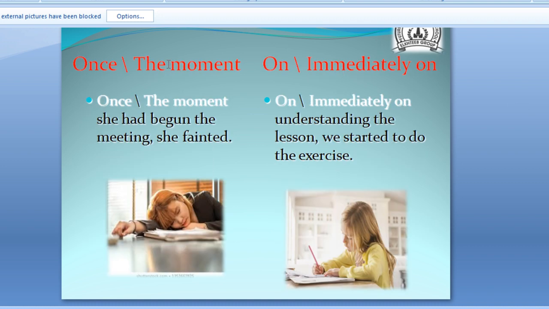Once or the moment are followed by action 1. Once or the moment she had begun the meeting, this is action 1, she fainted, this is action 2. On or immediately on, followed by action 2, but use the gerund form. On or immediately on understanding the lesson, we started to do the exercise. They can also be followed by a noun instead of the gerund.